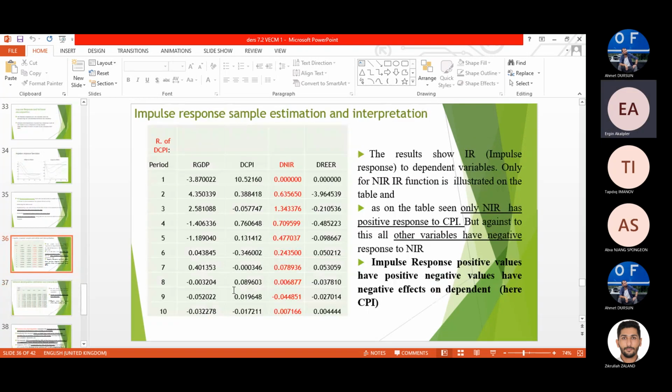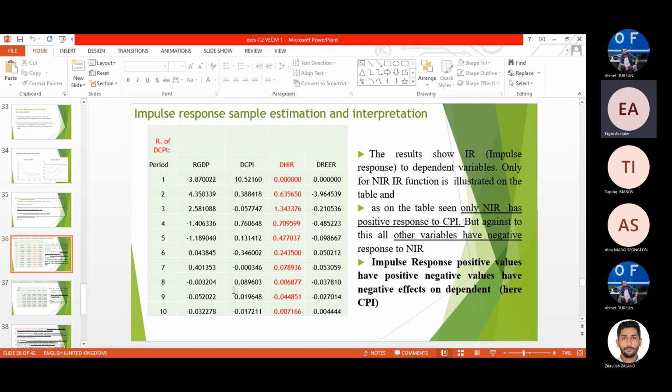Impulse response sample estimation and interpretation is given here for just one variable because we don't have sufficient space to put all the explanatory variables here to see how they are affecting and changing the variables. The result shown here, as I said, is given for just inflation, the so-called consumer price index.